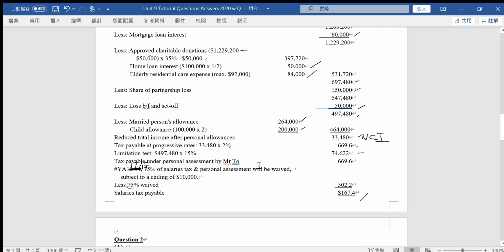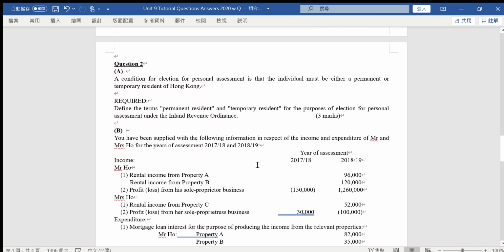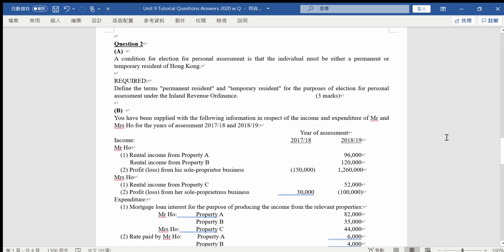Now we look at question 2. Okay, question 2. The first part, part A, is asking you about the condition for election for personal assessment, that the individual must be either a permanent or temporary resident of Hong Kong, and asking you to define permanent and temporary resident for the purpose of election of the personal assessment under the Inland Revenue Ordinance.